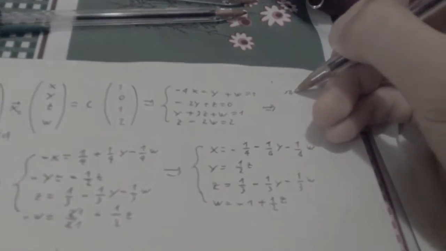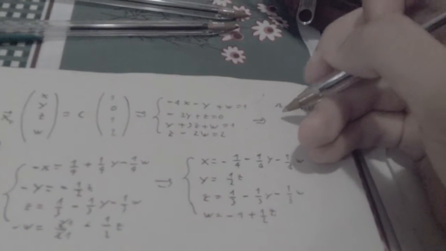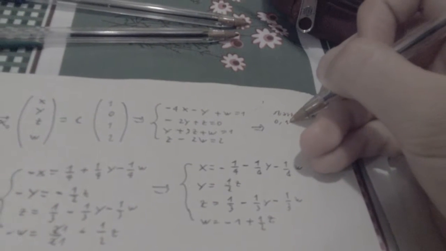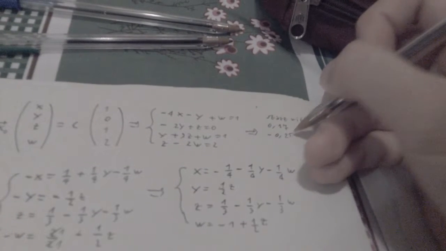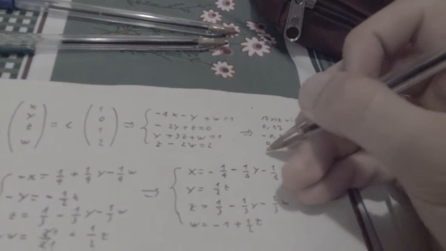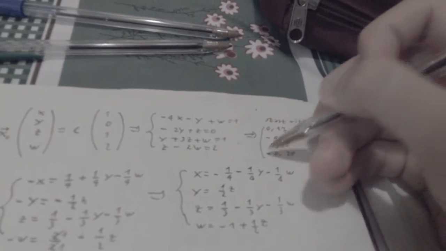So basically, in this case, we were told to start with the initial values of 0.17, negative 0.25, 0.25, and negative 0.20. Okay, so they generally give them to us.